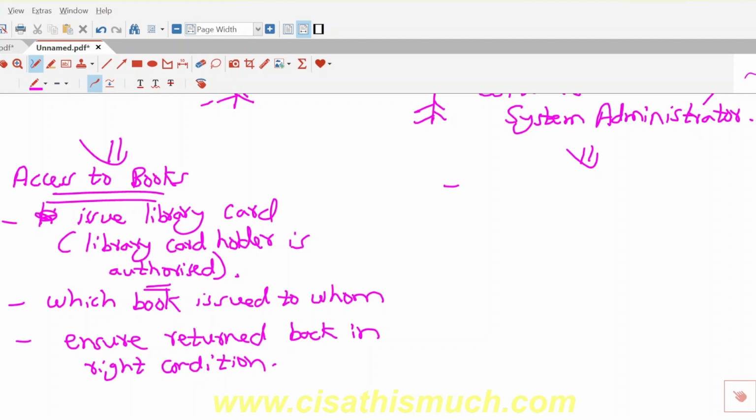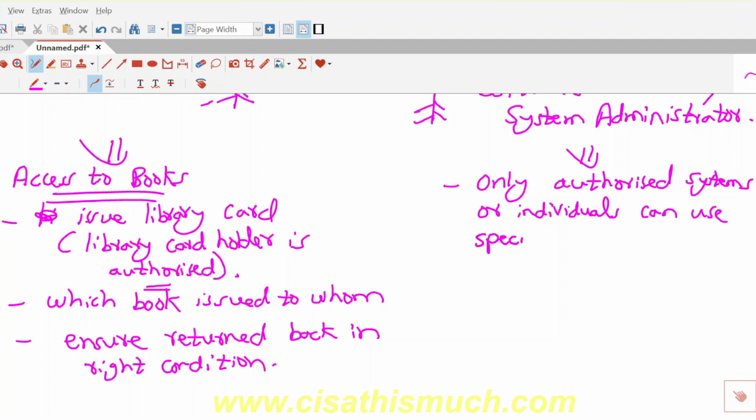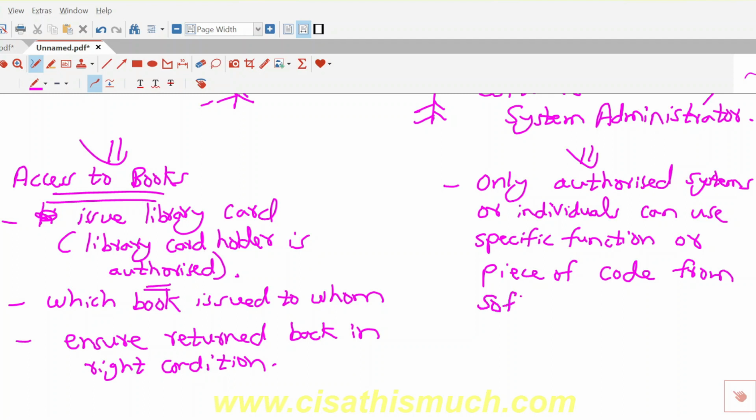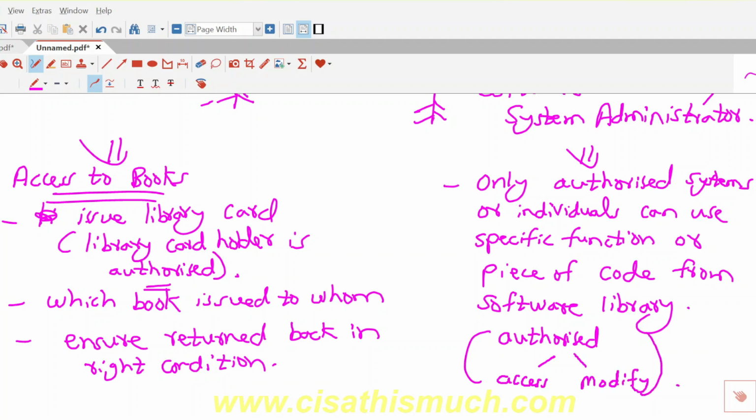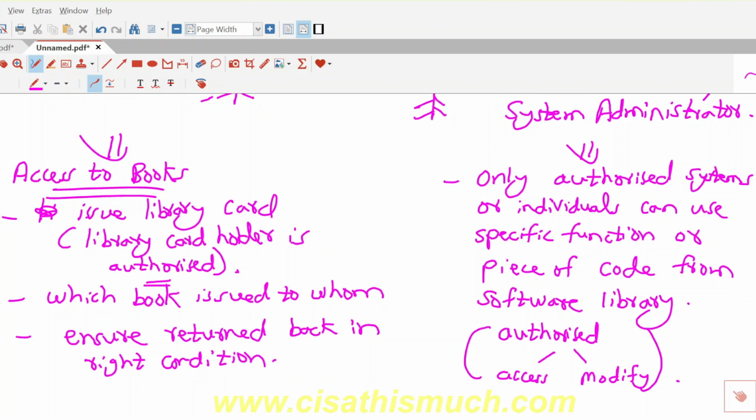Only authorized systems or individuals can use a specific function or piece of code from the software library, right? So basically what I'm trying to say is that only an authorized person can access and modify this library. Only an authorized developer can access and modify that particular piece of code or function, the same thing we discussed in access to books.